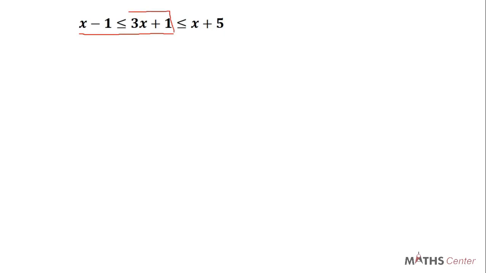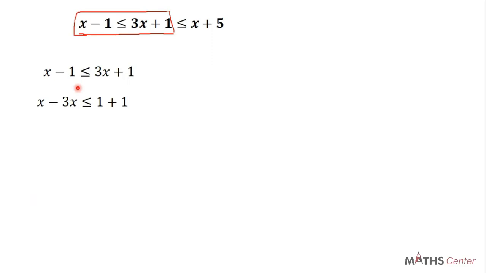That will be covering the first inequality sign. So our first part of the inequality is x minus 1 is less than or equal to 3x plus 1. This is the first part of our inequality. So we solve for x. We know how to do this. We have been doing this all along. So we group like terms and we simplify.